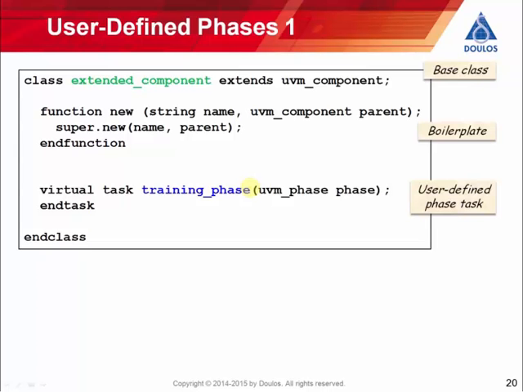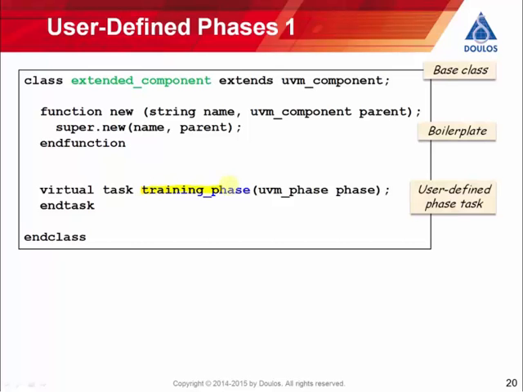So there's 4 steps I'm going to go through in describing user-defined phases. Step 1 is to define a base class that first declares the phase method. So here we've got a user-defined class extended component that extends UVM component, and in that component we're declaring an empty virtual task, and the name of that task represents the type of our new user-defined phase method.